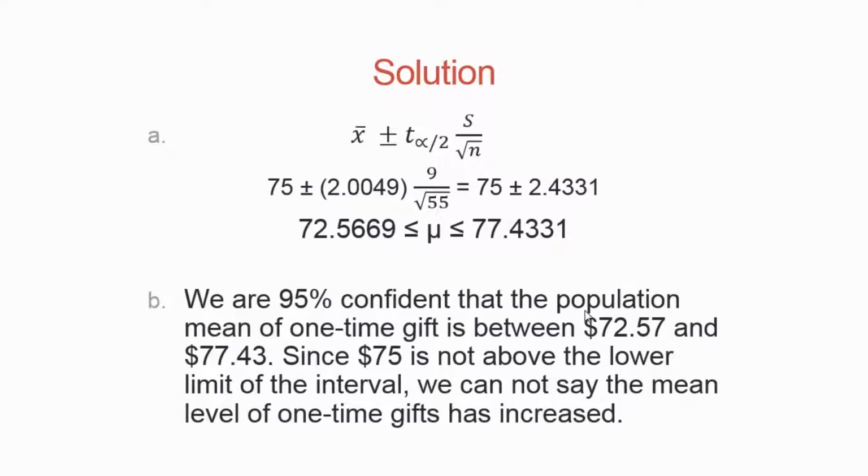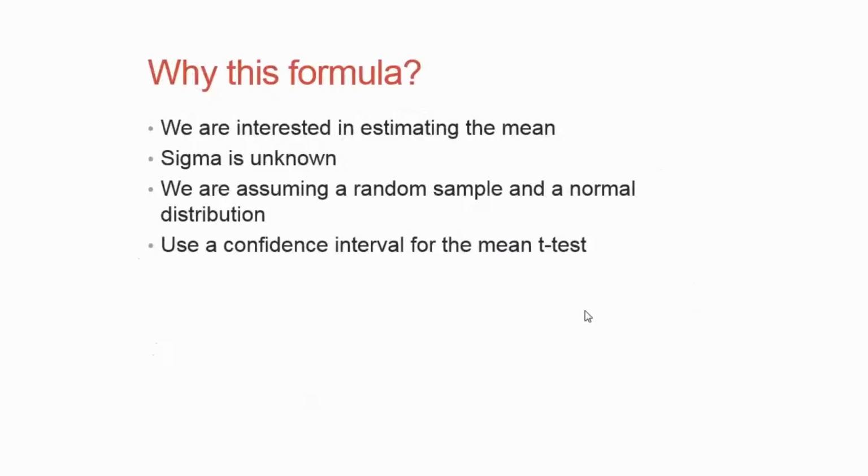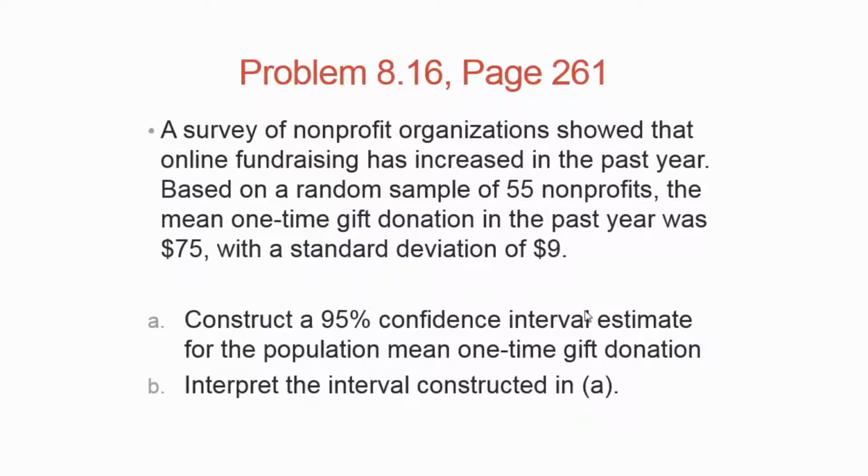Part B said, interpret the interval constructed in A, and it says we are 95% confident, because that's the interval we constructed, that the population mean is somewhere between $72.57 and $77.43. We thought that maybe the value is now greater than it used to be.